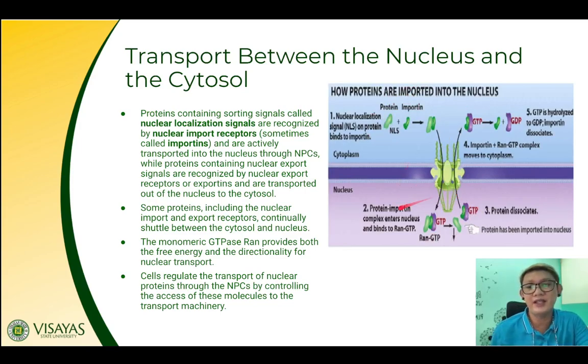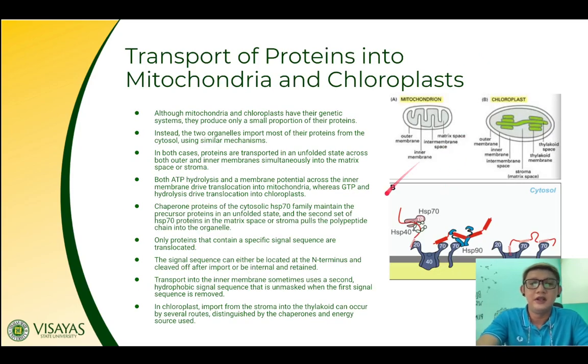The monomeric enzyme called the Ran GTPase provides both the free energy and the directionality for nuclear transport. Cells regulate the transport of nuclear proteins through the NPCs by controlling the access of these molecules to the transport machinery. So that was the gated transport, the transport from the cytosol to the nucleus.